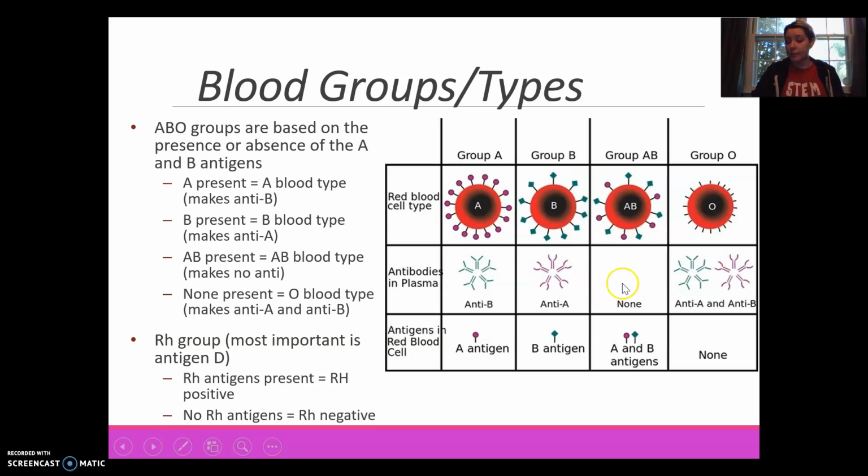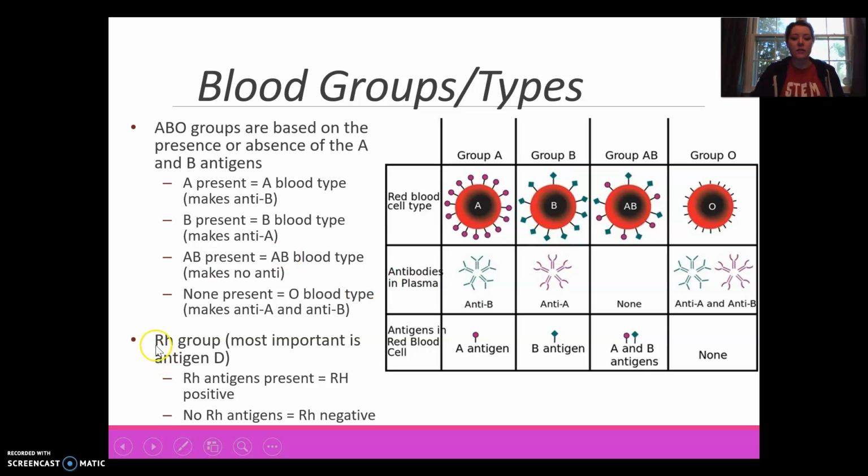You have none because either one of them would end up clumping, and that would be bad. And if you have O, then you have no antigens, and you have both antibodies in your blood system. This is the reason why you have to have the right blood donation. That's why they have to know what type of blood you have, and it all has to be tested.